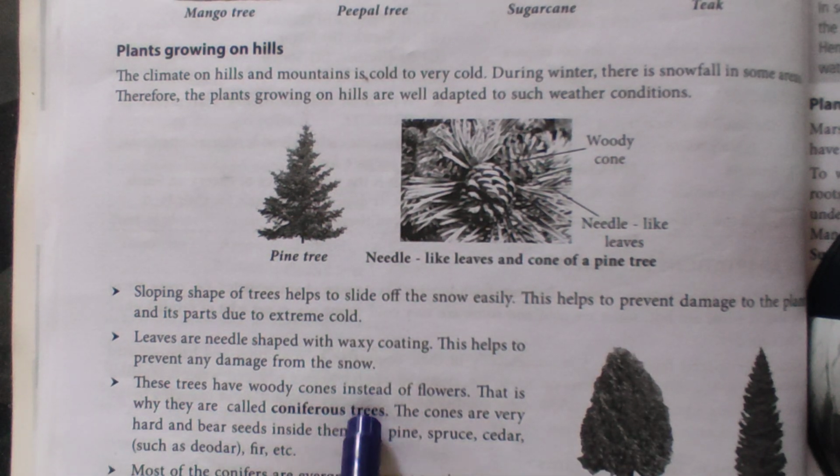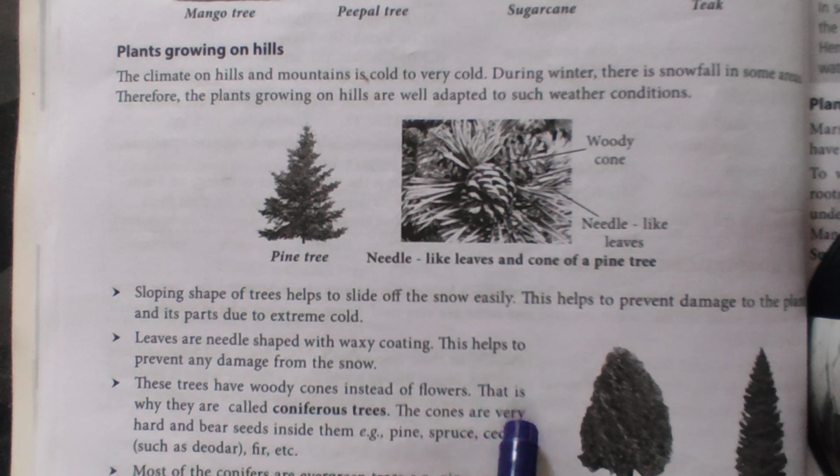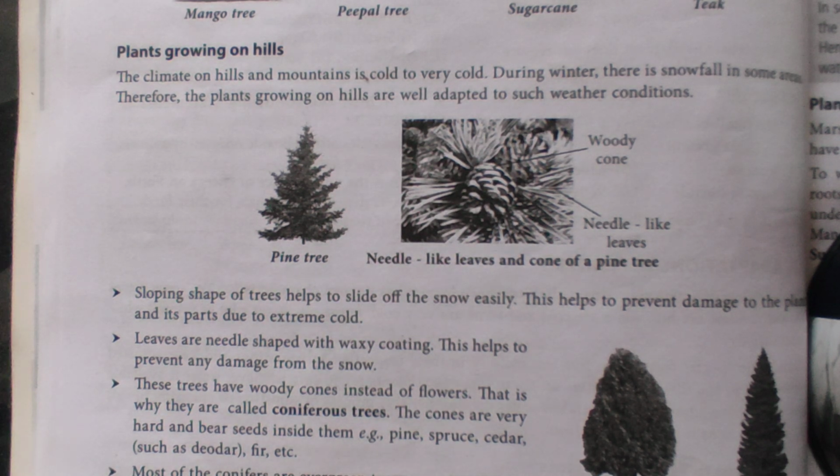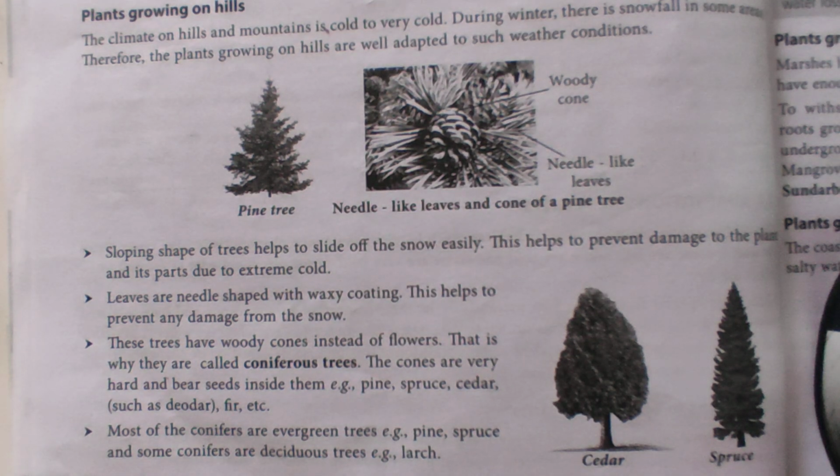These trees have woody cones instead of flowers. That is why they are called coniferous trees. The cones are very hard and bear seeds inside them. Examples: pine, spruce, cedar, fir, etc. Now see, most of the conifers are evergreen trees. Example: pine, spruce. And some conifers are deciduous trees.